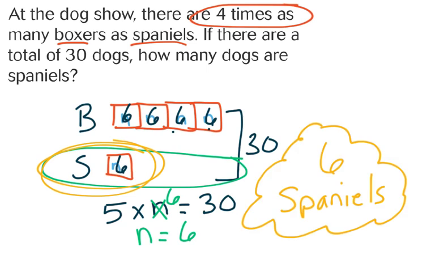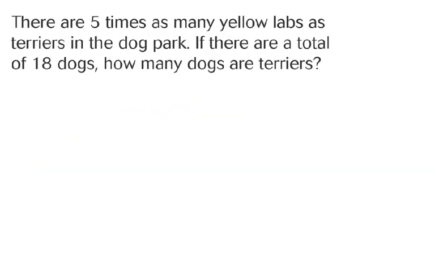Again, I first had to set up my model. I then solved for n, and then I went back and looked at my problem one more time and solved my problem, which was asking how many dogs are spaniels. I want you to go ahead and try this next problem. The problem says there are 5 times as many yellow labs as terriers in the dog park. If there are a total of 18 dogs, how many dogs are terriers?